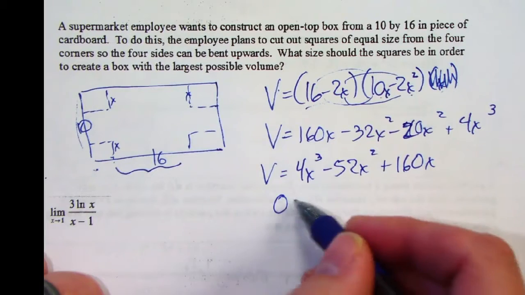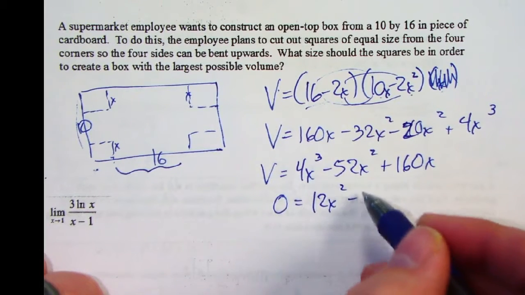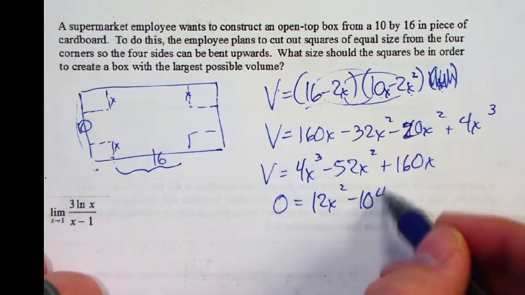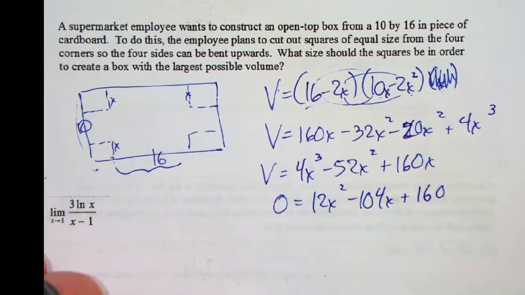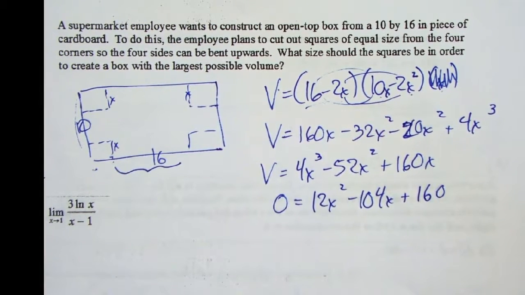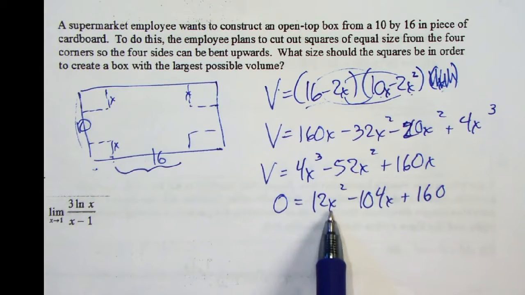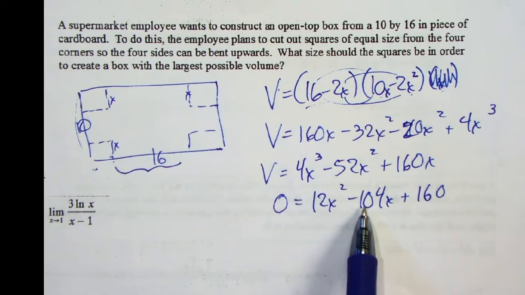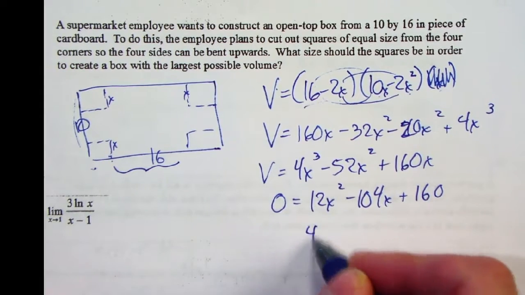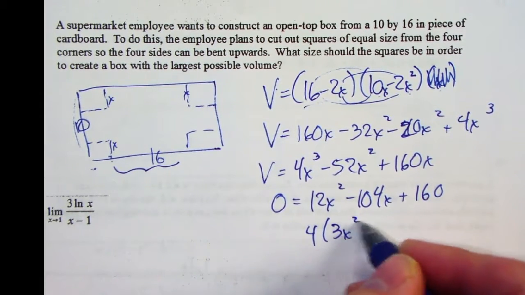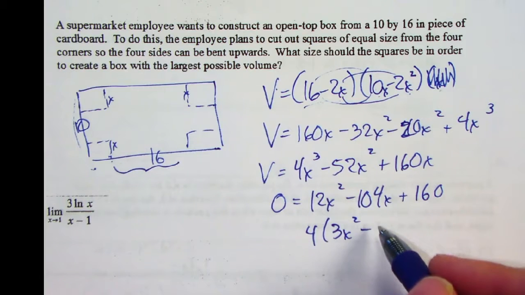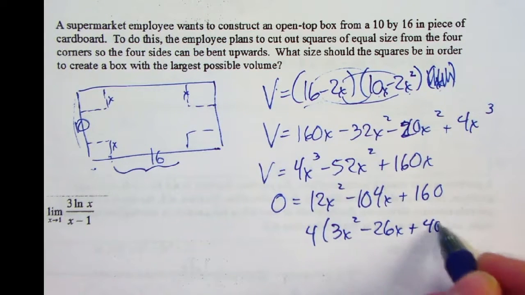Now take the derivative. So 12x squared minus 104x plus 160. And then you got to factor this. This was not easy to factor. You can't take a 12 out of everything because 12 does not go into 104. 6 does not go into 104, but 4 does. So if I took a 4 out, this would become 3x squared minus 26x plus 40.